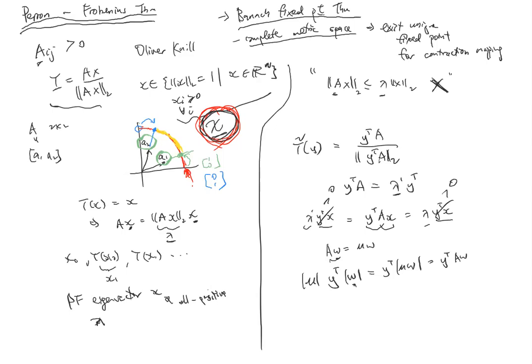And now I claim that this will be less than or equal to Y transpose A absolute W. Actually, I can say something stronger. Of course, this always holds: A W is less than or equal to the absolute value of A and then W. But I can say stronger that it's actually a strict inequality, as you can see, because W cannot be all positive. And A is, by the way, a positive matrix.